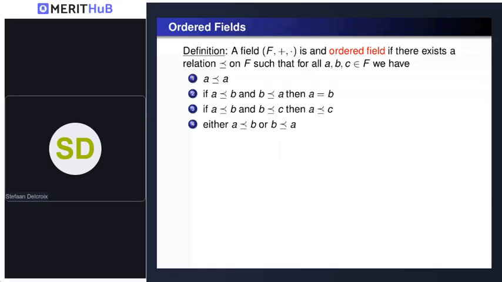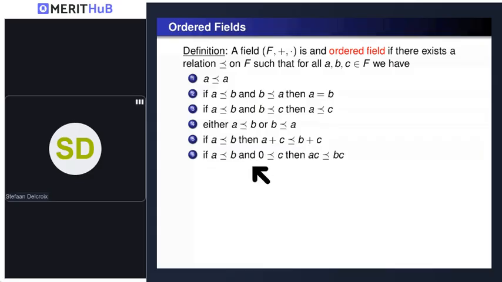Okay. And then the fifth and the sixth ones are the ones we talked about. You can add the same thing to both sides of an inequality, and you can multiply both sides of an inequality by a positive element. Okay, so if this exists on your field, then you are called an ordered field.